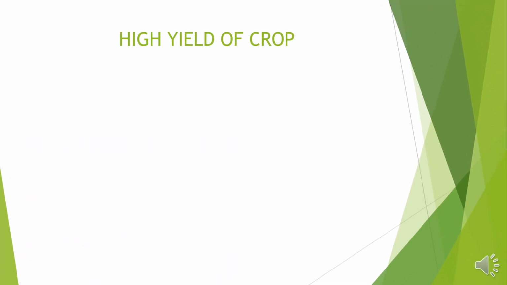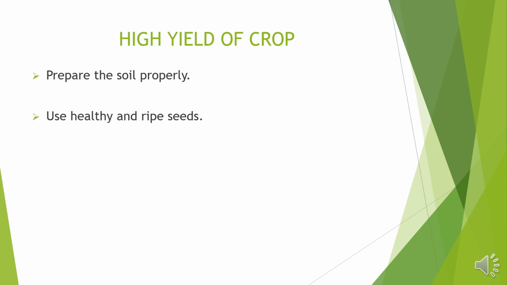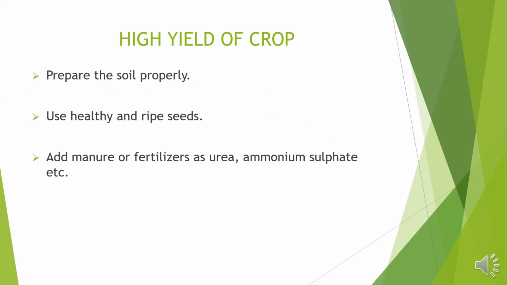So let's understand how to enhance the yield of a crop, or what are the measures to be taken to increase the yield of a crop. Prepare the soil properly. Always use healthy and ripe seeds. Add manure or fertilizers such as urea, ammonium sulfate, etc. Irrigate the soil well.